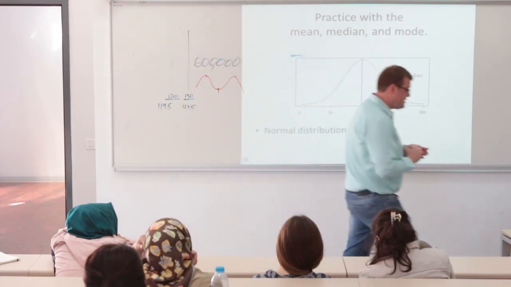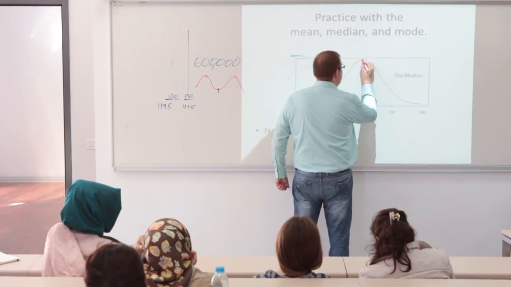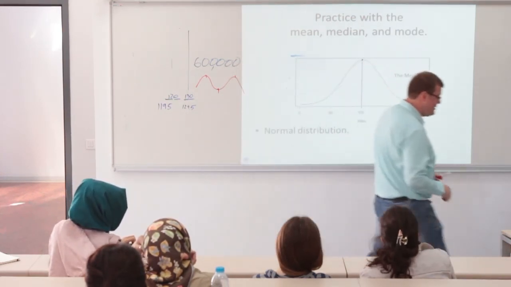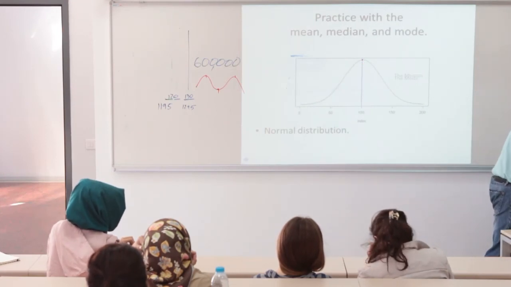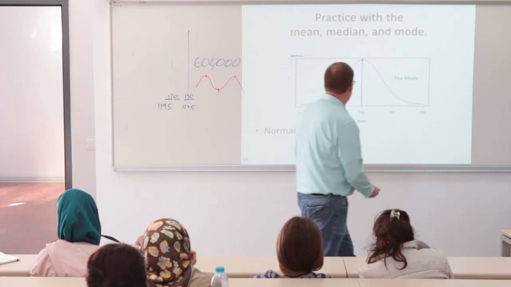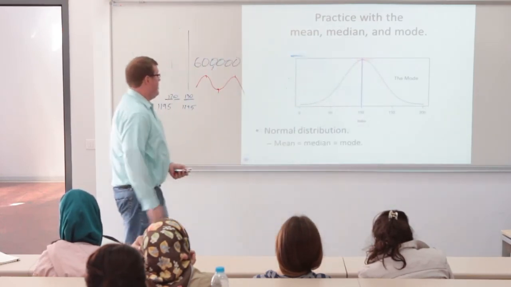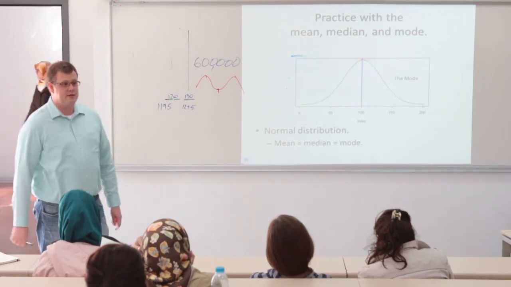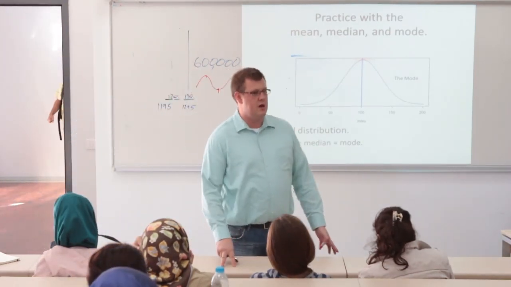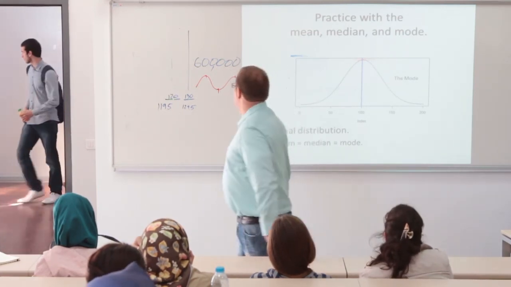So how do we know that it's the mode? Yeah, it's the highest point. This is the highest point, right? So because that is the highest point, that's how we know that it's the mode. Yay. So this is the normal distribution. With the normal distribution, the mean equals the median, which equals the mode. For a normal distribution, they're all the same thing. Okay? Well, that's an easy one.